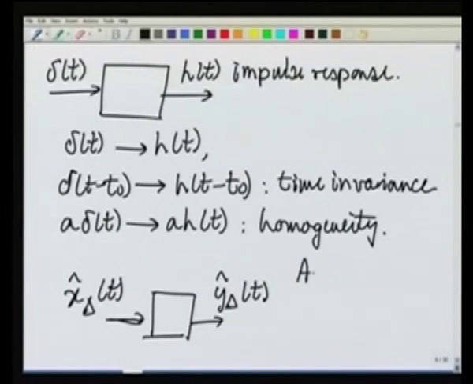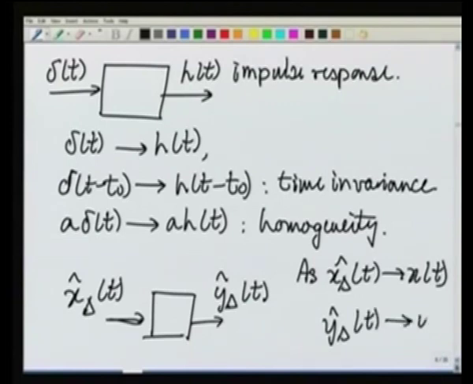As x hat delta of t tends to x(t), y hat delta of t will tend to y(t). This is what we will try to arrange.